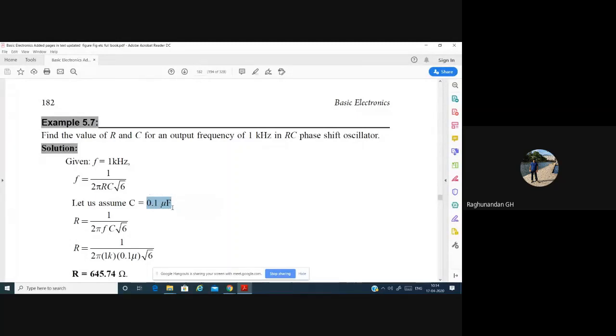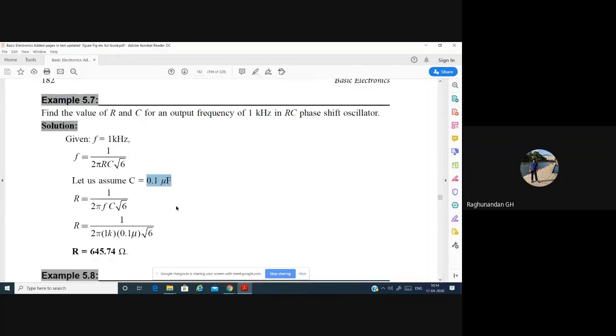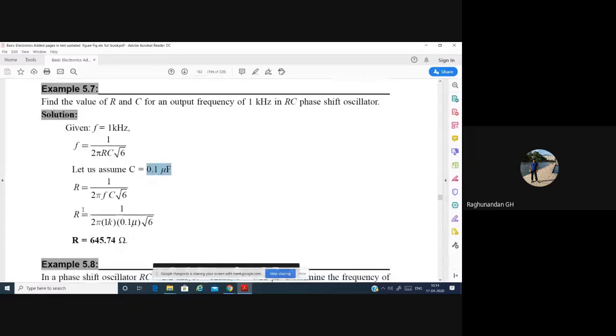Then you can ask me one more question. Why are you assuming the capacitor value? Why would you not have assumed the resistance value? The resistance value we cannot assume, because resistance is the one which is going to oppose, and the opposition we cannot assume. But the capacitor is the one which is going to store the charges. This we can assume. So assume the capacitor value is 0.1 microfarad and find the R value.